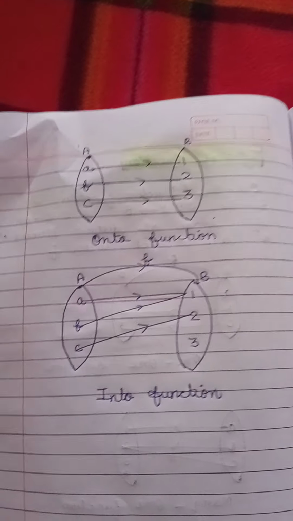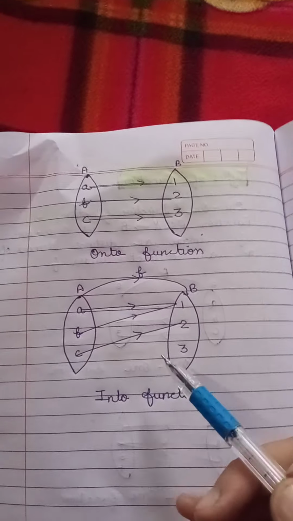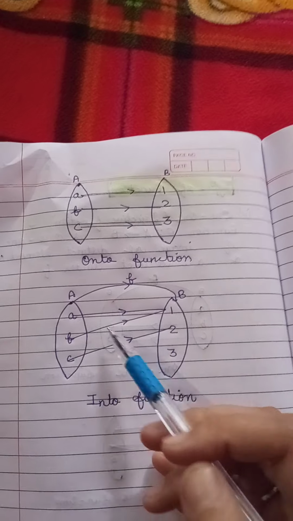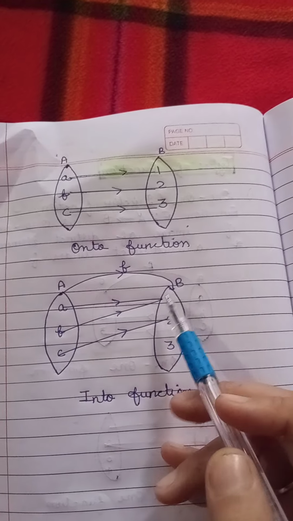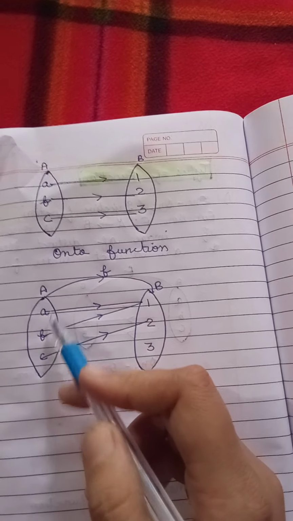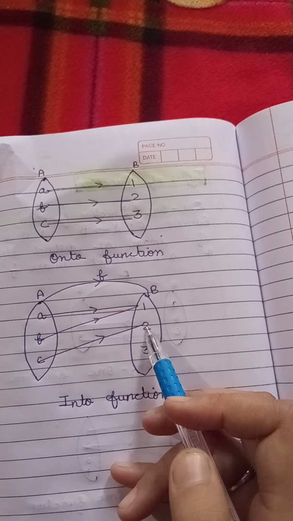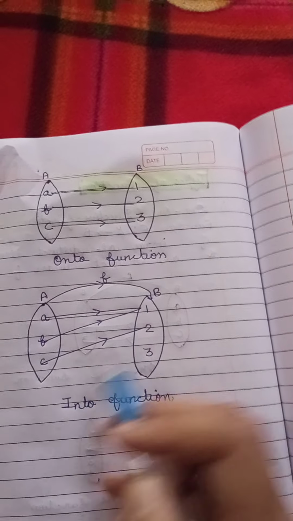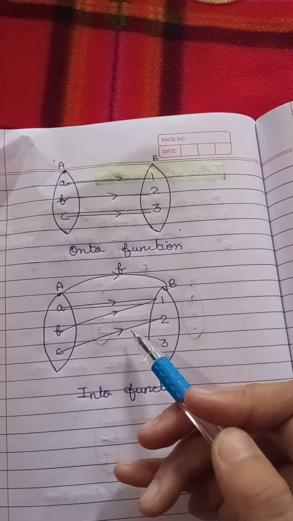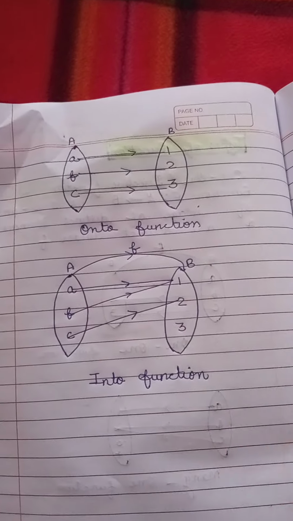Now let us take another example here. This is a set A and this is a set B. We know the definition of onto, that is every element of B is the image of some element of A. So here 1 has its images a and b. a and b are the images of 1. The image of c is 2. The image of 2 is c. Here this does not satisfy the definition of onto. It violates the definition of onto. This is the into function.